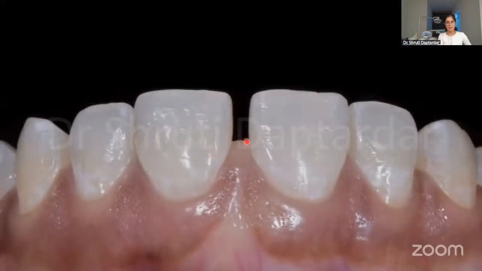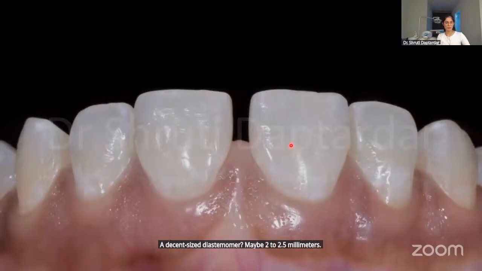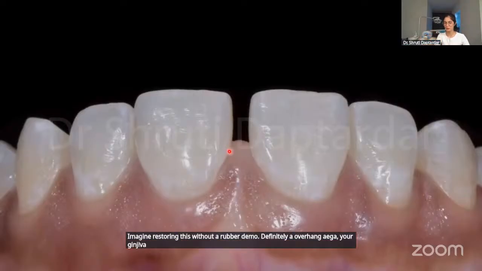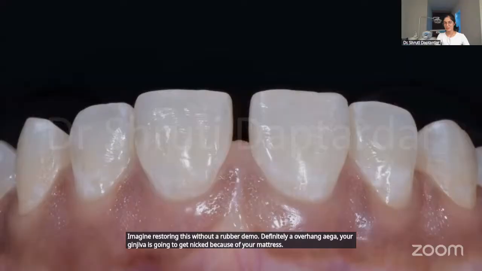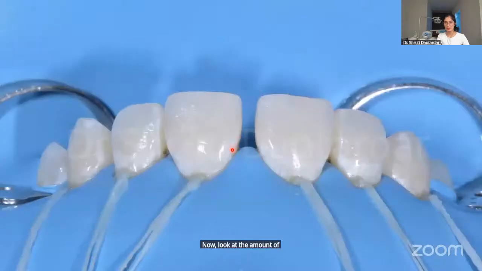A decent sized diastema, maybe 2 to 2.5 millimeters. Imagine restoring this without a rubber dam. Definitely an overhang will occur. Your gingiva is going to get nicked because of your matrix. Now look at the amount of papillar retraction we have received just by placement of the dam.